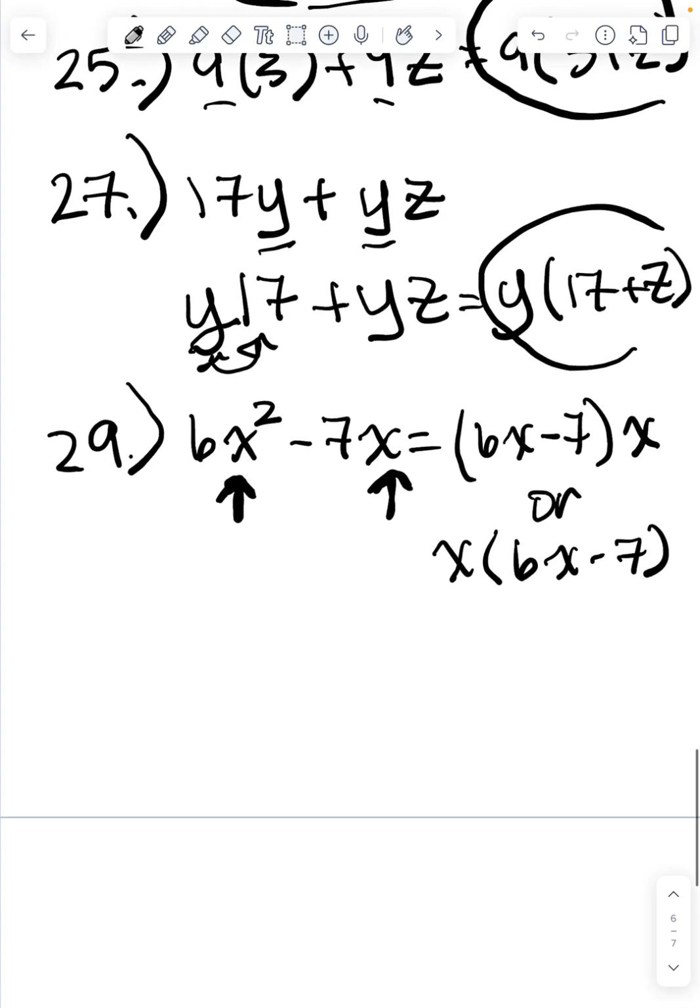Let me see. So we're supposed to do up to 37 odd. Okay, so 31.